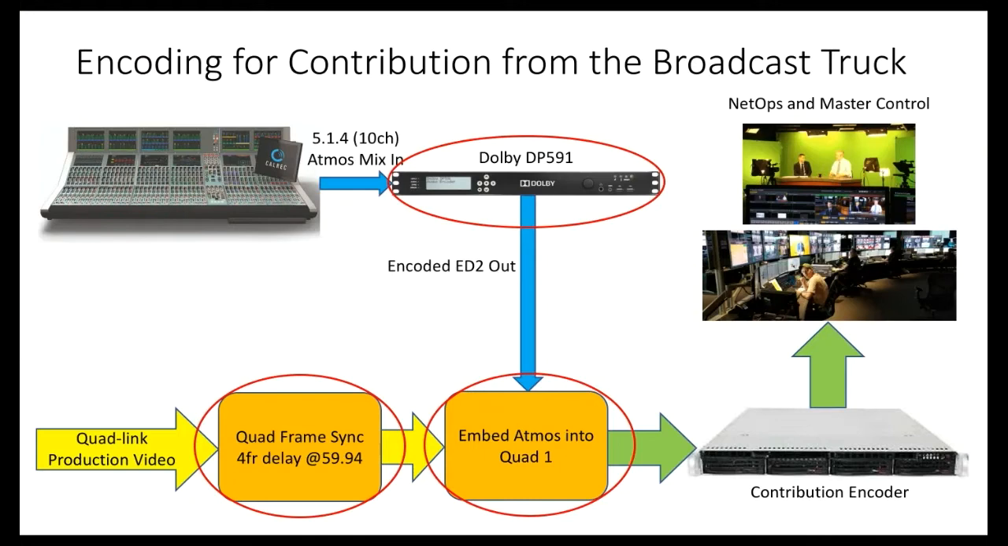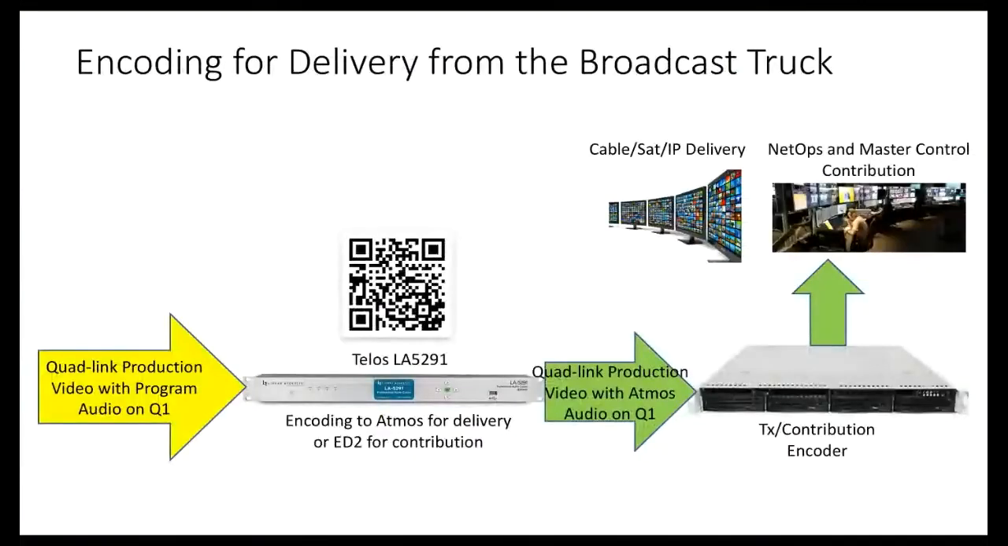Now, these 3 devices, the Dolby encoder, the frame sync, and the embedder, are extra equipment that is necessary when you're using this audio encoder, because the DP591 does not pass 4K video. However, there is a product in the market that can do that, and that is the Telos Linear Acoustic 5291 encoder that encodes to Atmos formats, whether it be Atmos for delivery or ED2 for contribution, and it maintains sync with video. So the extra video delay and the extra embedding is unnecessary when you are using the 5291 product.